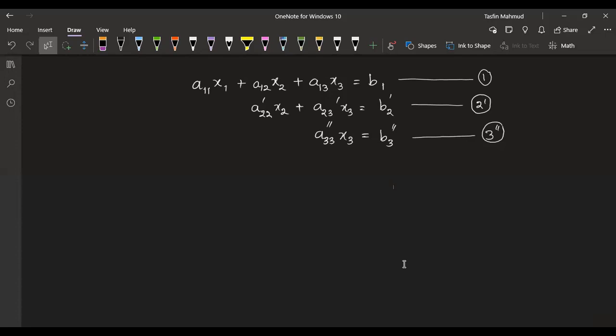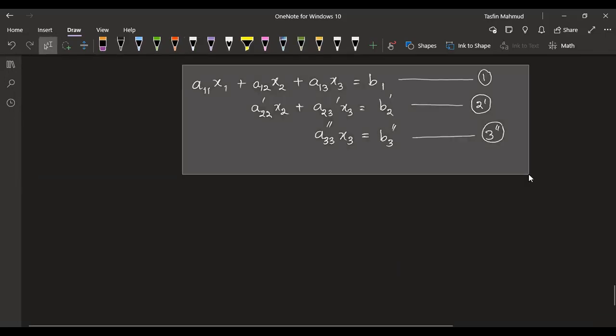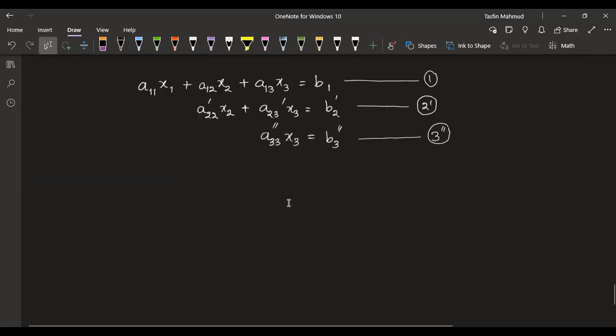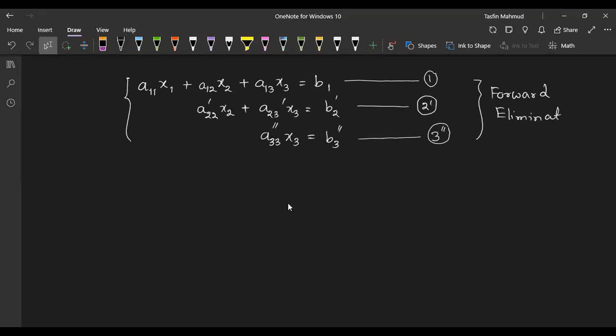So we have performed the forward elimination step. We have done it already. Okay, so forward elimination is done. Now we will move on to the backward substitution. Forward elimination is done. Okay, done. Now we will move on to backward substitution.